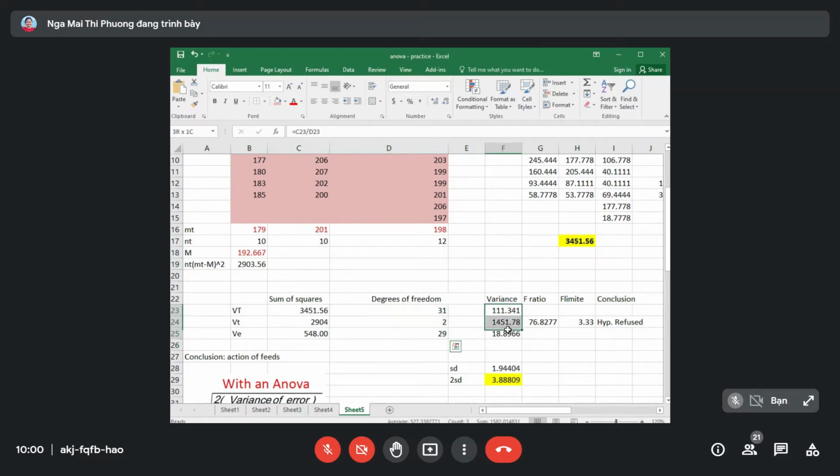Next one is variance. The variance will equal sum of square divided by degree of freedom. So you do 3 variances. Divide sum of square by degree of freedom. Then is F ratio. F ratio will equal the variance of treatment divided by variance of error. So you have the final result. F ratio is 76.8.